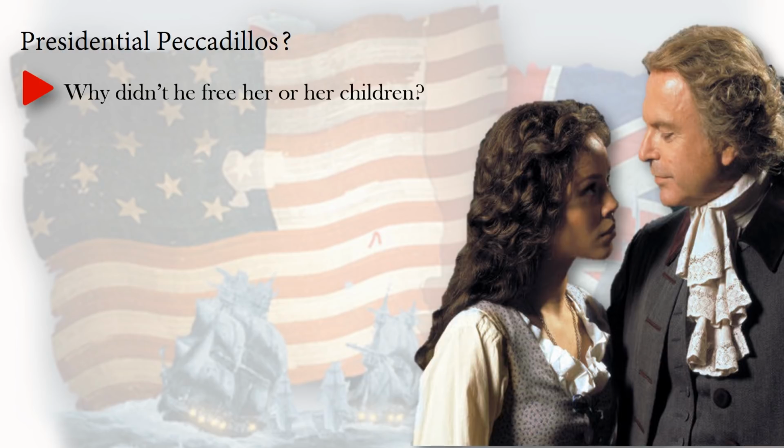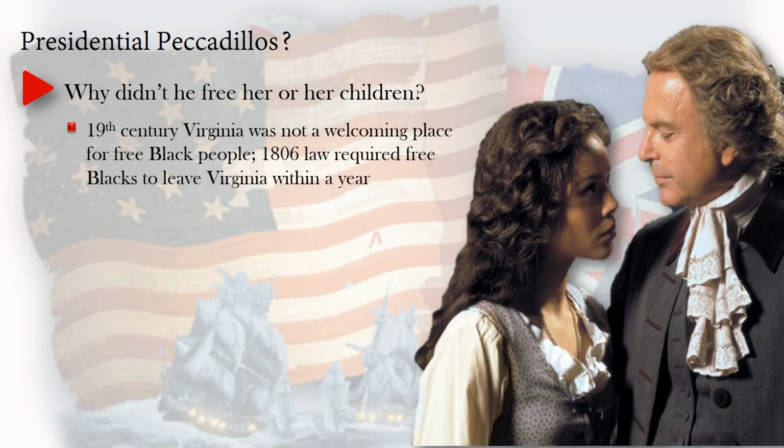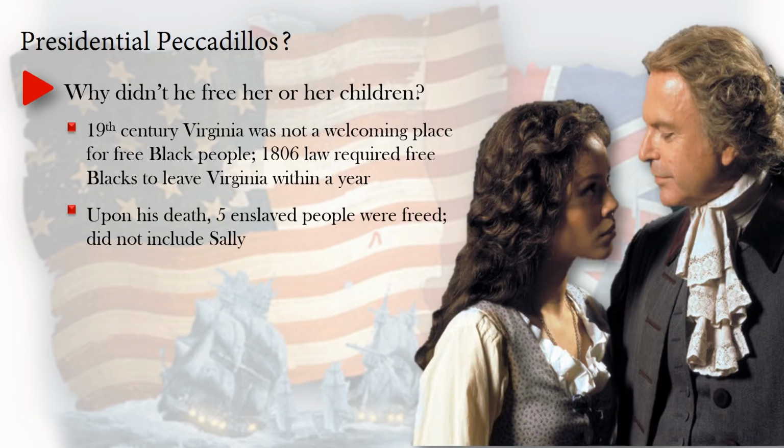And one of the questions that we have to concern ourselves with is, why didn't he free her or her children? If this was a relationship based on mutual love and respect, why not emancipate those that you love rather than keeping them in bondage? Here's one response, and this comes from the historian Douglas Wilson, who points out that 19th century Virginia was just not a welcoming place for free black people. In fact, a 1806 law required that free black people leave Virginia within a year. So if he did emancipate her, she would have a very difficult life, finding employment, finding livelihood, finding food for her children. Well, upon his death, 5 enslaved people were freed, but they did not include Sally.